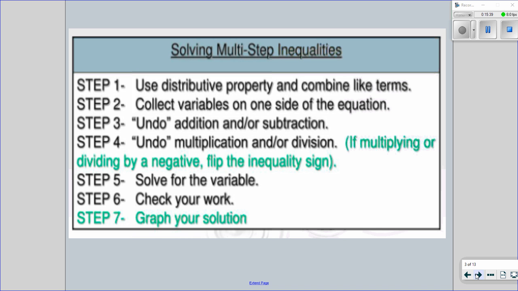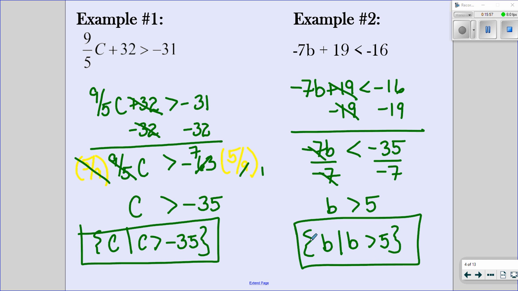Solve for the variable, and if you come across where the variables disappear, they cancel out, and you're left with the numbers, look at the statement. If the statement is true, then all real numbers is a solution. If the statement is false, then there's no solution. And of course, when you write your final answer, write it in set builder notation.